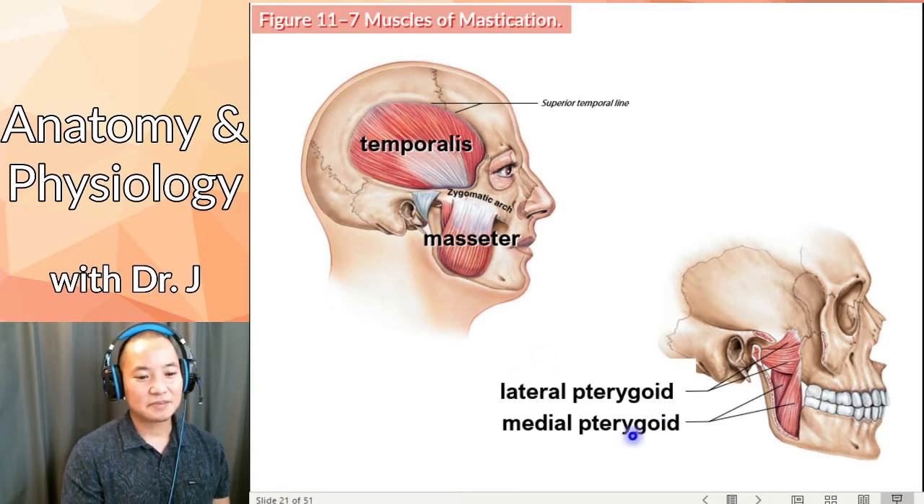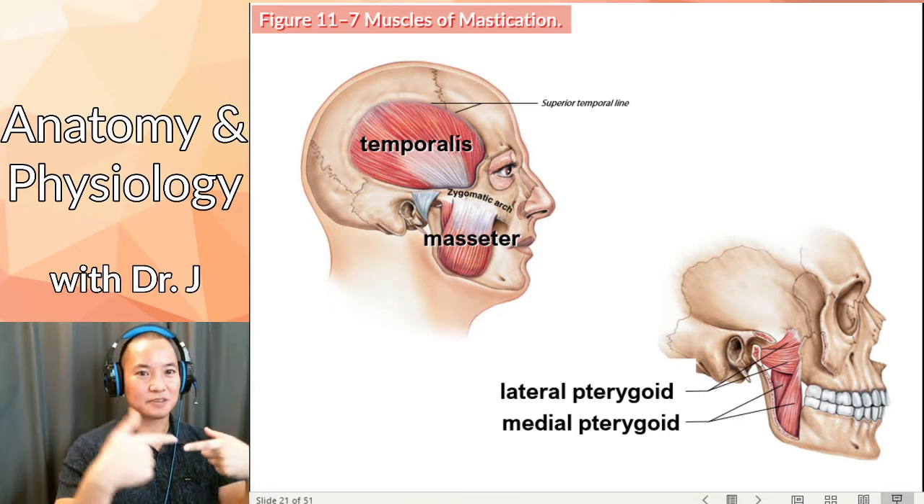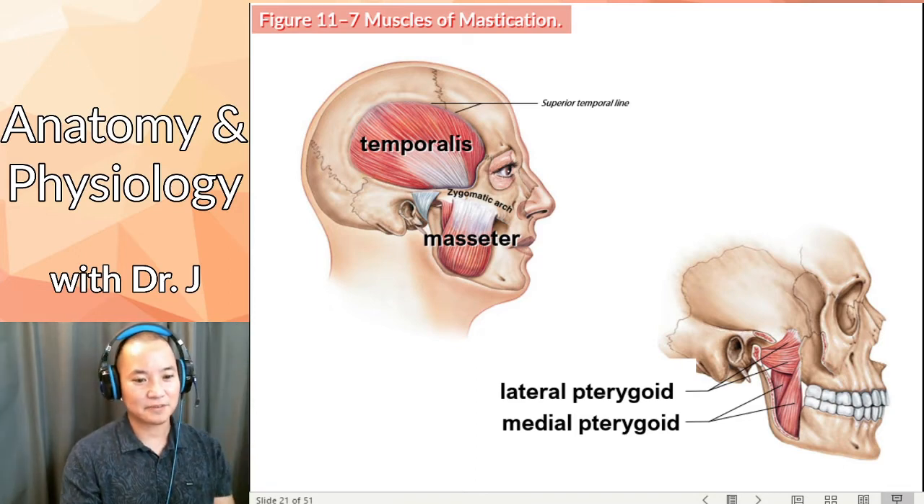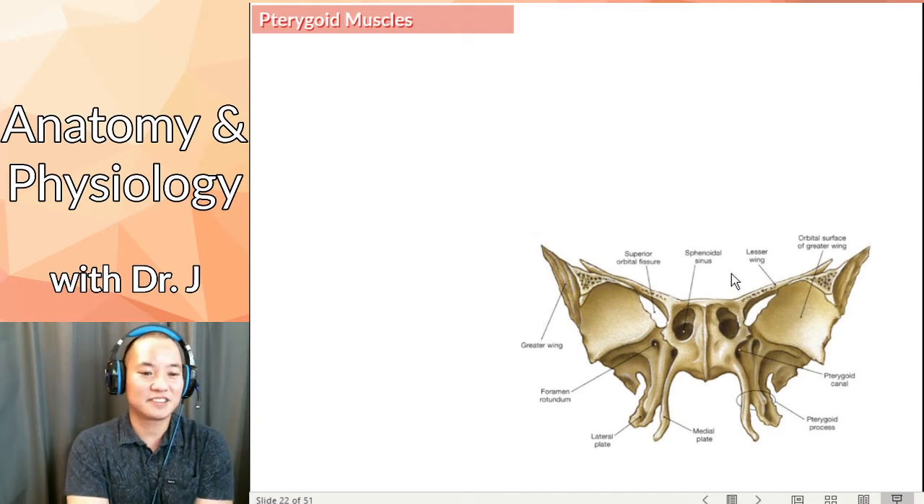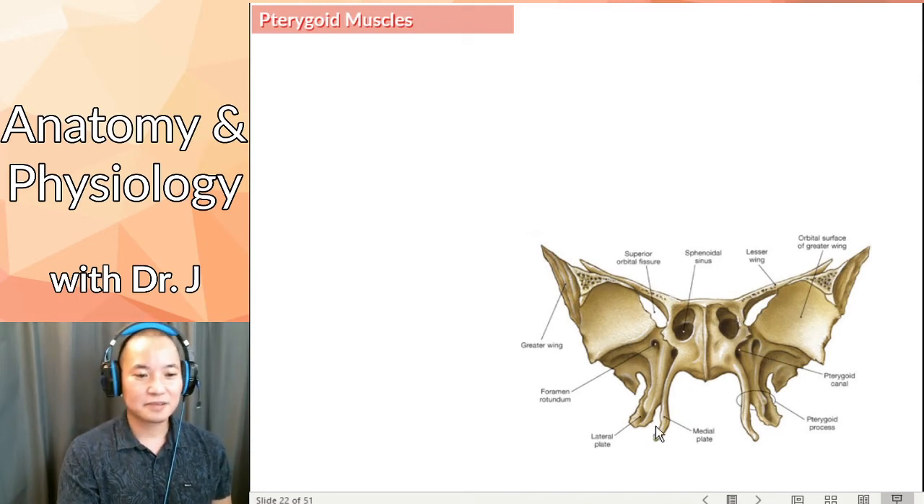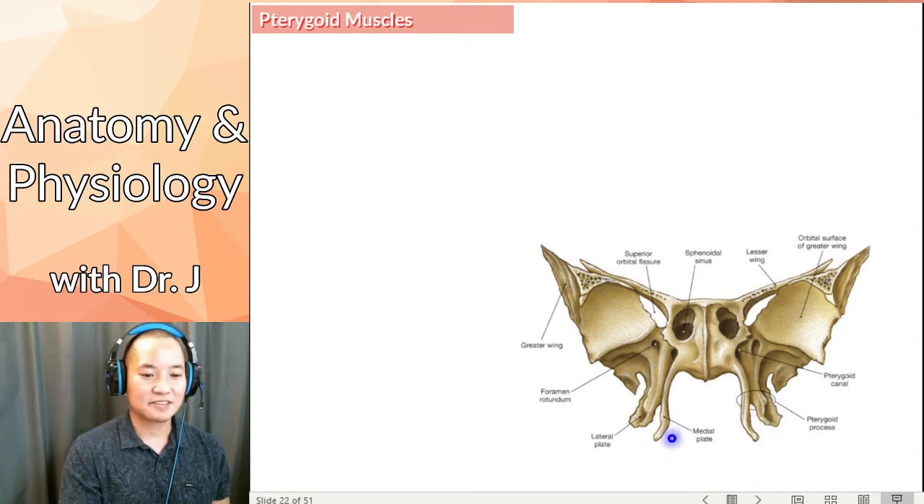Now you have the lateral and medial pterygoid. One is more to the side, one is more to the middle. But where does pterygoid come from? It comes from this bone right here, the sphenoid. There's a part on the sphenoid called the lateral and medial plate, that's part of the pterygoid process. This is another landmark you should know. The pterygoid muscles come from the pterygoid process.